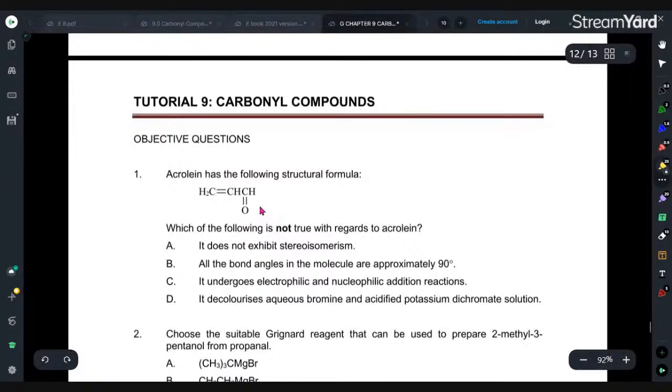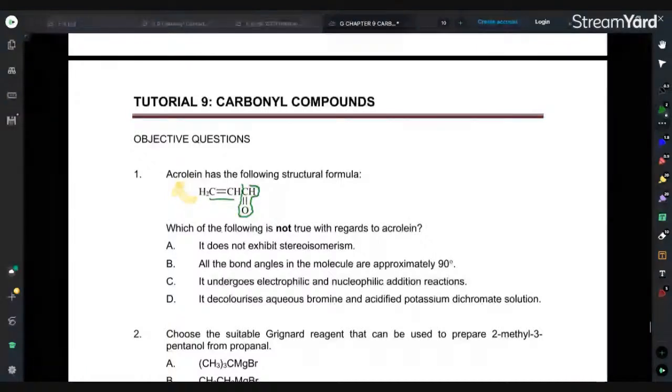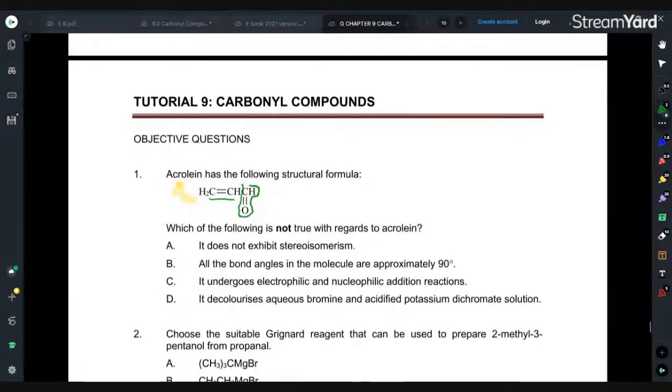Okay, so this structure, the name of this structure is R-corin. Okay, kalau you bagi nama ni sebelum Madam lukis, Madam pun tak tahu. Sebenarnya Madam pun tak tahu. Okay, this is ketone with aldehyde and carbon-carbon double bond. Okay, which of the following is not true regarding this one? Okay, does not exhibit stereoisomer.